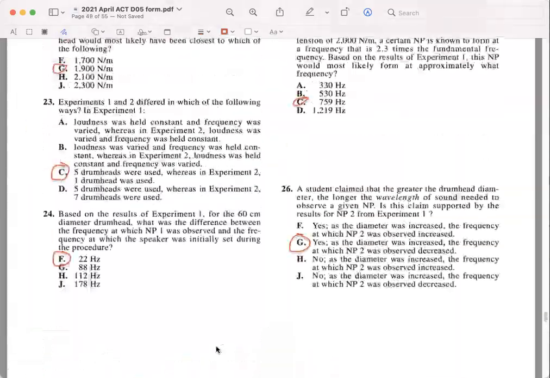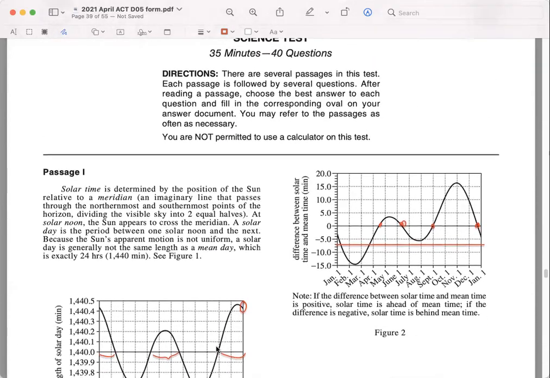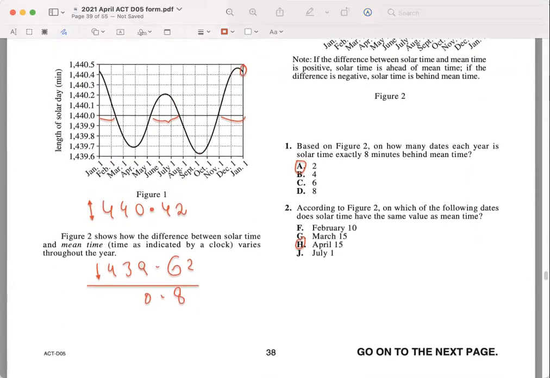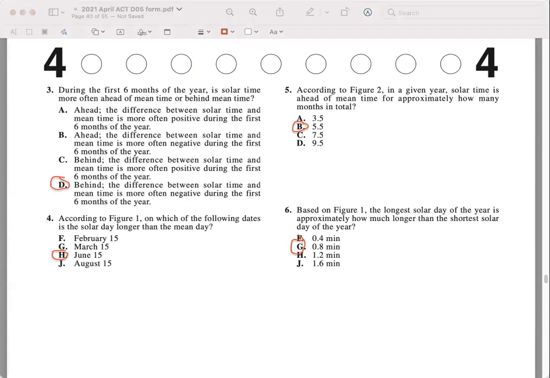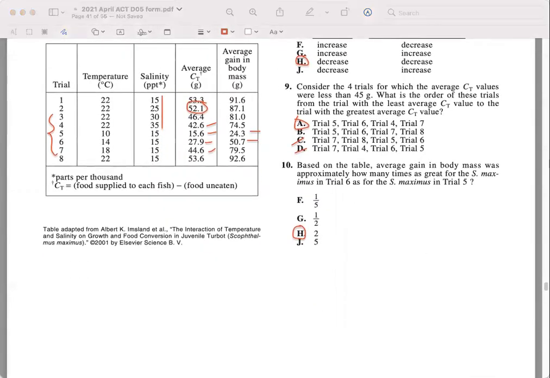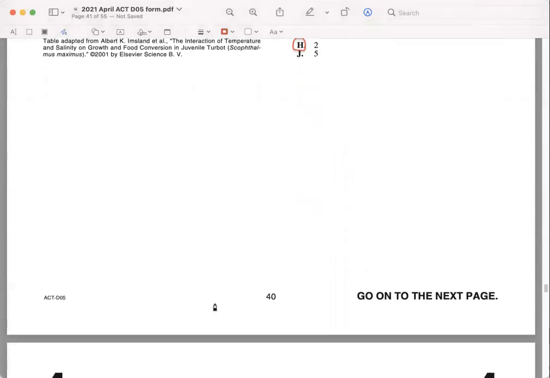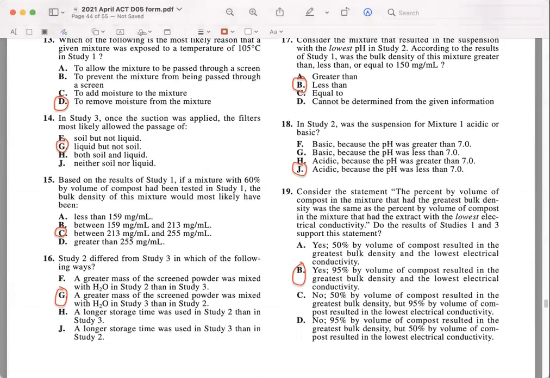Okay, that was the science test. Let's quickly grade this. I have the answers with me here. The answer key for science is here. AHDHB, GDHAH, AFDGC, 16, GAJBJ.